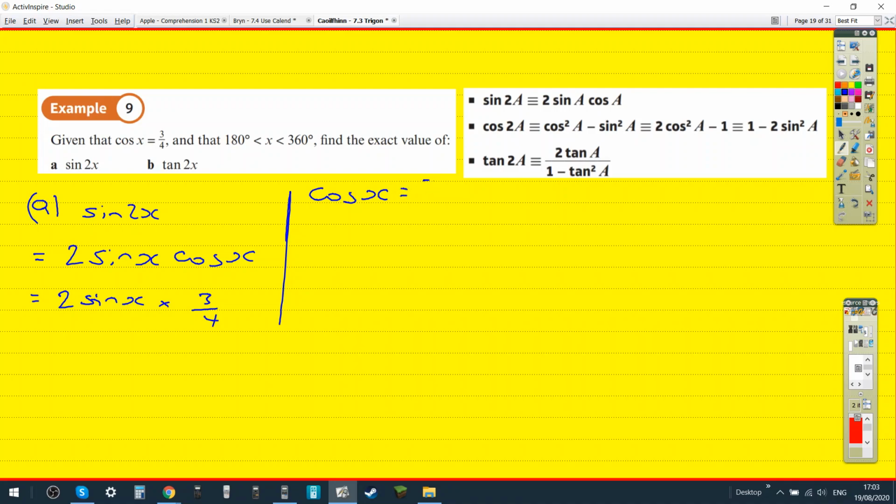Do 2 times 3 over 4. Why would you times it by 2? At the front of the sine x. So that would tell you 2 cos x. Oh.